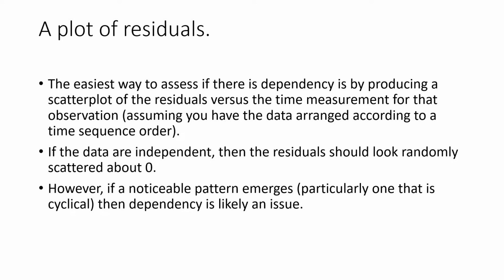If the data are independent, then the residuals will look randomly scattered. However, if a noticeable pattern emerges, then dependency is likely to be an issue. So you have to see whether your residuals are randomly scattered, or whether they have a noticeable pattern. If it has got a noticeable pattern, then it means that there is some kind of dependency or autocorrelation in the model. So that is one of the easiest ways to find out whether your model suffers from the problem of autocorrelation.